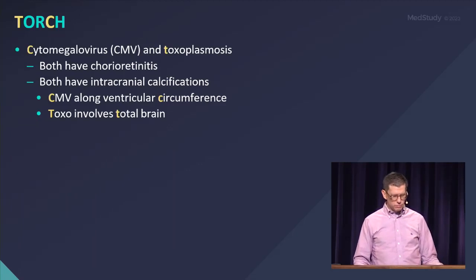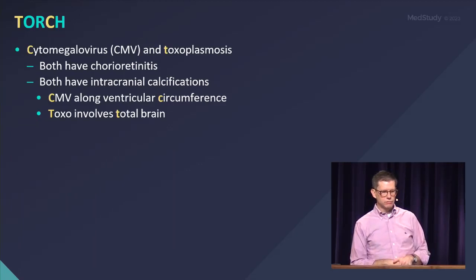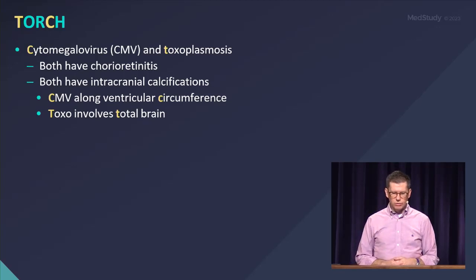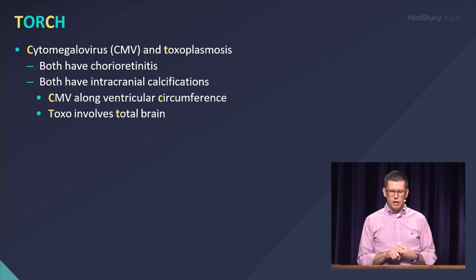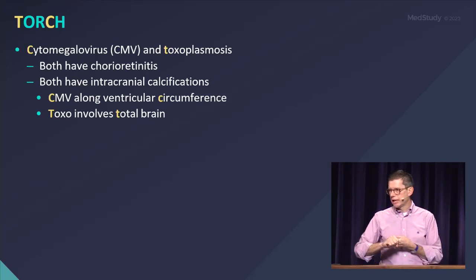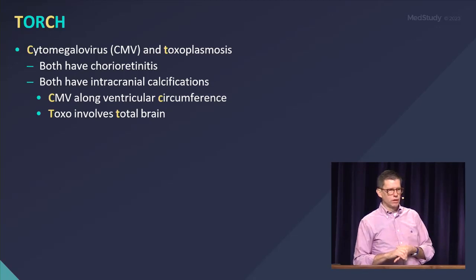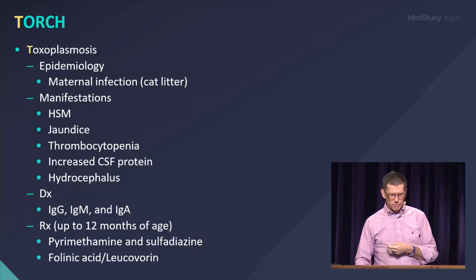All right, so then CMV and toxo, right? So the T and the C. Both have chorioretinitis. Both have intracranial calcification, so they look quite similar. The differentiating aspects, one is that the calcifications for CMV are going to be along the ventricular circumference, whereas toxo calcifications are going to be everywhere. So you're going to see a much more widespread calcification pattern in toxo than you will in CMV.